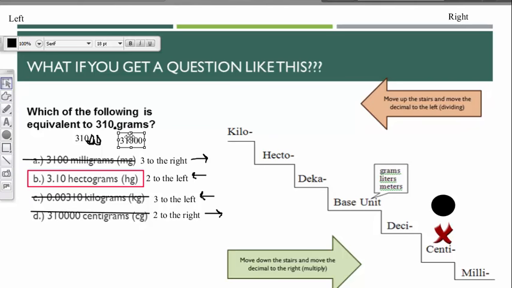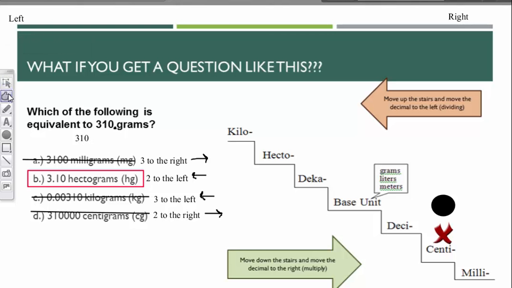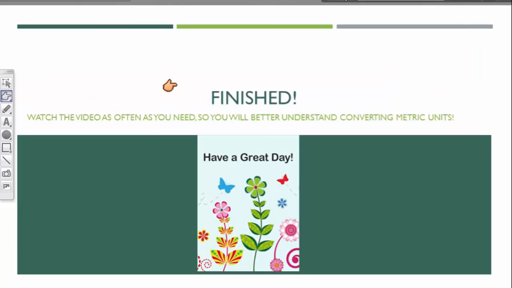All right, so hopefully you were able to get an idea of maybe possible harder answers that could come up like on a unit test for converting. So we are finished. Watch the video as often as you need. I want to make sure that you better understand converting metric units. I want you to feel really comfortable with it.